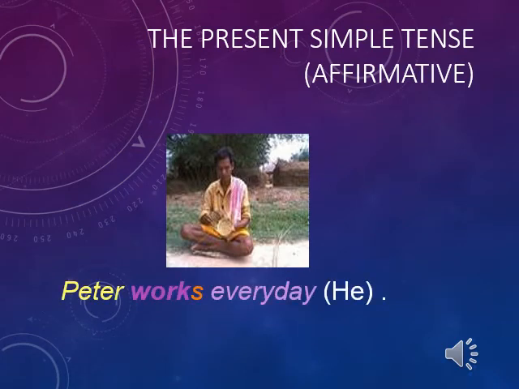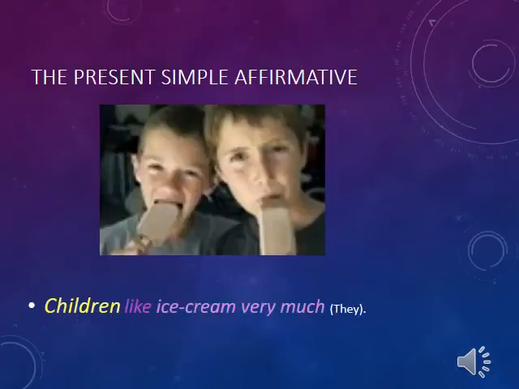Let us use the given examples in order to deduce the form of simple present tense. As an example of the affirmative sentence, Peter works every day. If I want to exchange Peter with a pronoun, it would be he works every day. So we have added s to the verb work. As another example, children like ice cream very much.